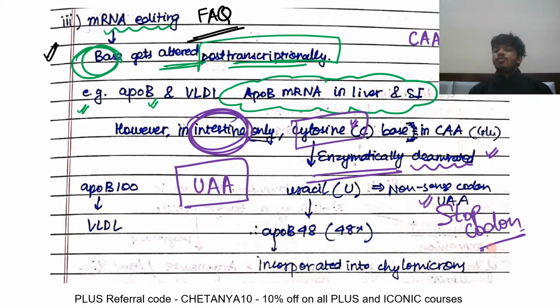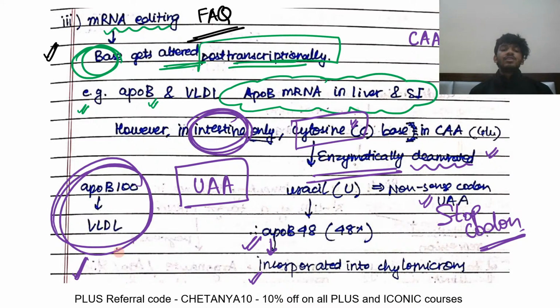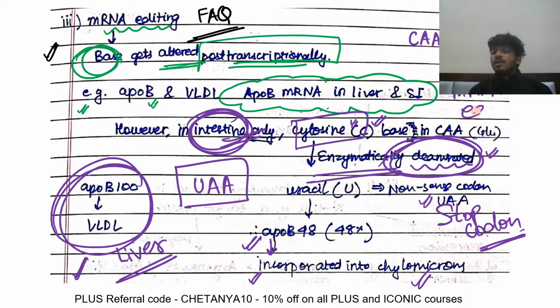That will cause formation of ApoB48, and that is the one that is incorporated into chylomicron, whereas ApoB100 is incorporated into VLDL, which is formed in the liver. In the small intestine, you have the formation of chylomicron. So in the intestine, you will have enzymatic deamination of cytosine. This is known as mRNA editing, and this is not a mutation. This is being done by us specifically. Okay. And why is it called ApoB48?